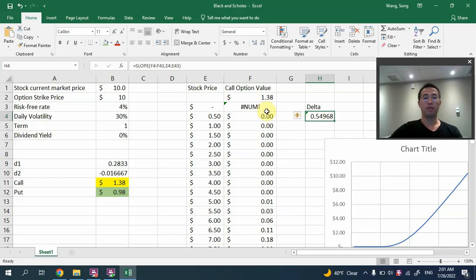And you can do the same thing for the put option value. I'm not going to do it here. I really want you guys to do it as an assignment.